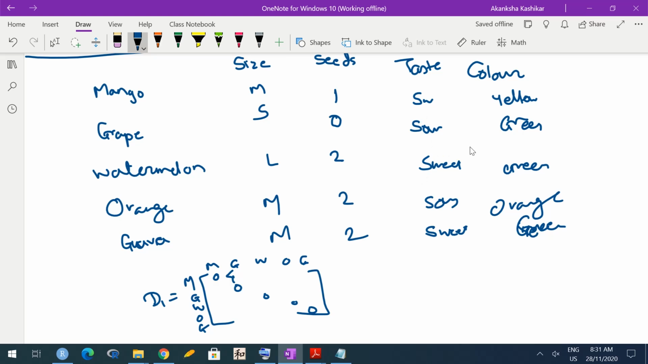Sweet and sweet, so this is matching. Everything else is different, so 3 mismatches. So distance is 3. Mango to orange: medium, medium is matching. Everything else is different. So mango to orange also, I would say distance is 3.